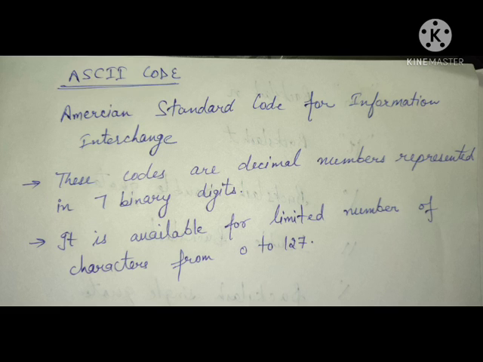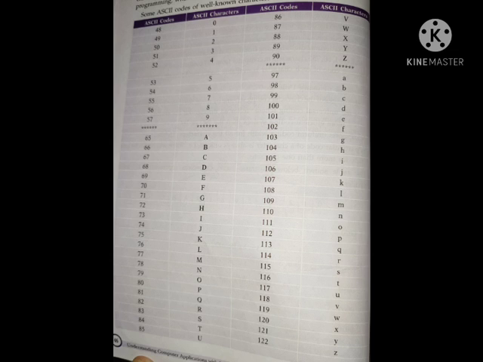Next is ASCII code. ASCII stands for American Standard Code for Information Interchange. These codes are decimal numbers represented in 7 binary digits. It is available for a limited range only, from 0 to 127. In this ASCII table, capital A is encoded as 65, capital B is encoded as 66, and small a is encoded as 97.